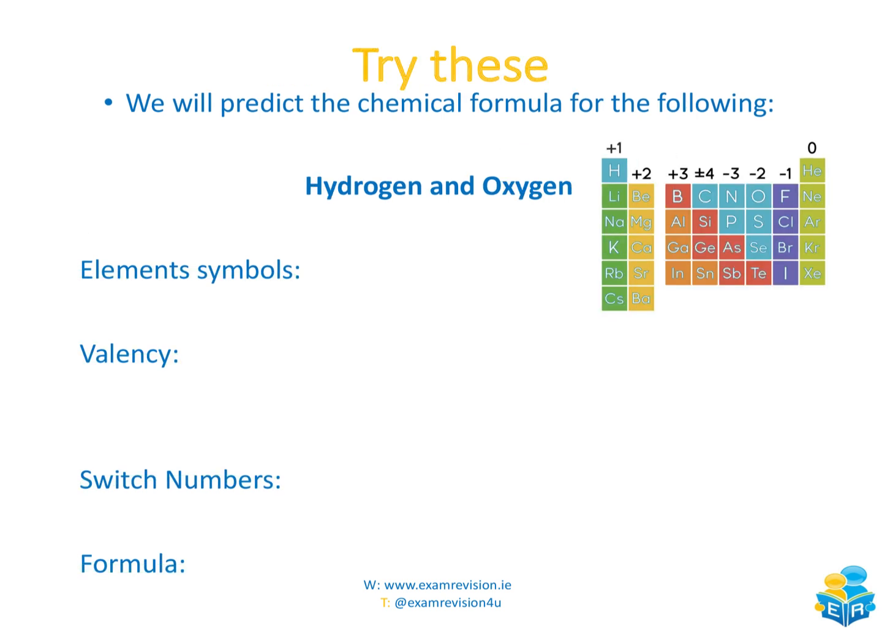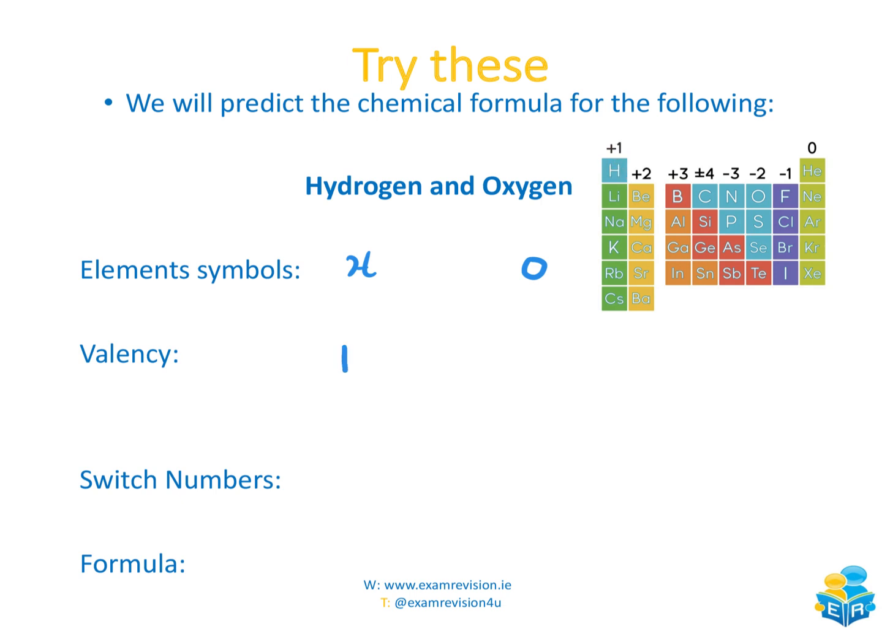So what happens here when we combine hydrogen and oxygen? Now we know this is actually going to be water. We'll get to this in a second. So our element symbols, hydrogen is H, oxygen is O. Okay, the valency. Hydrogen is 1.